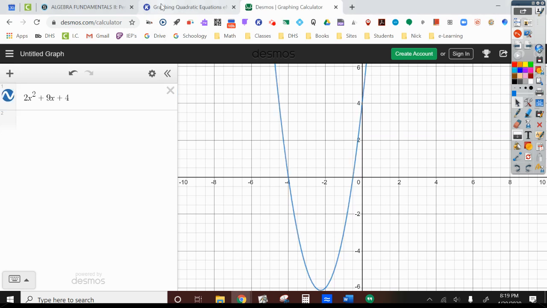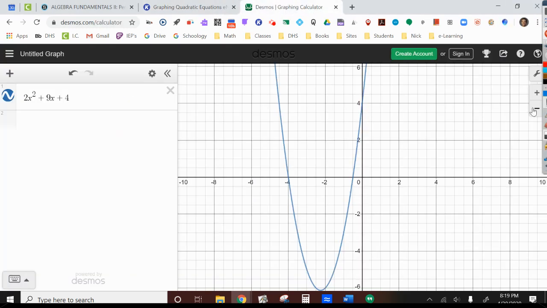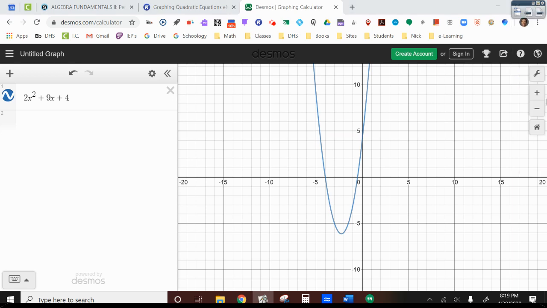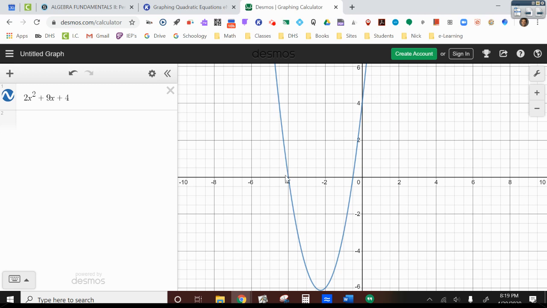All right, now I want to zoom out a little bit. Sorry about that. Here we go. I'm going to roll you up there. So zoom in and out. So here are my solutions. I'm going to hover over. It looks like it's at negative 4 and negative 0.5.